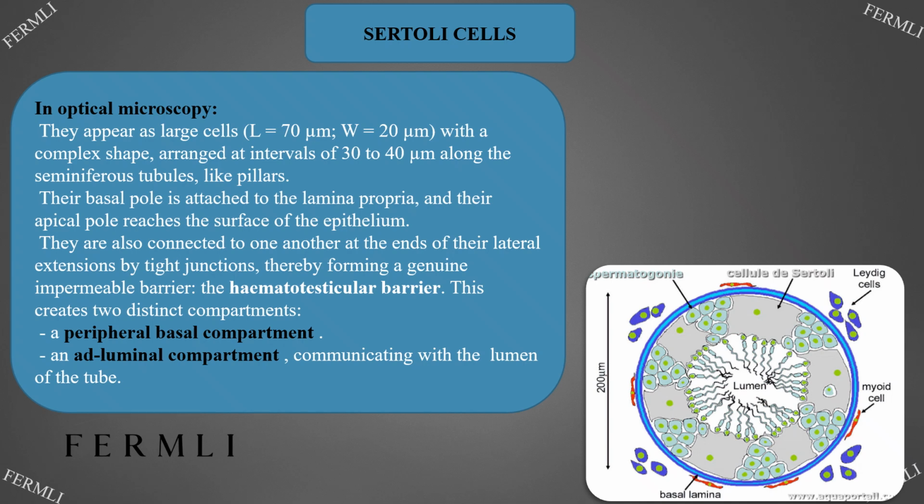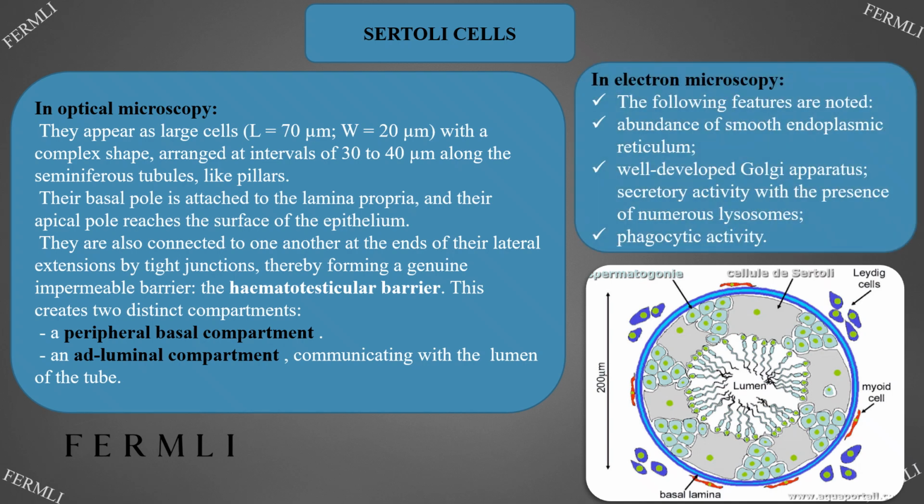This creates two distinct compartments: a peripheral basal compartment and an adluminal compartment, communicating with the lumen of the tube. In electron microscopy, the following features are noted: abundance of smooth endoplasmic reticulum, well-developed Golgi apparatus, secretory activity with the presence of numerous lysosomes, and phagocytic activity.